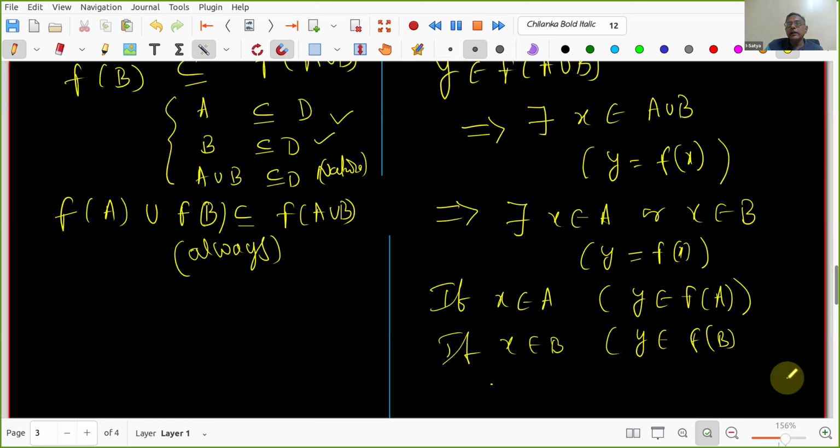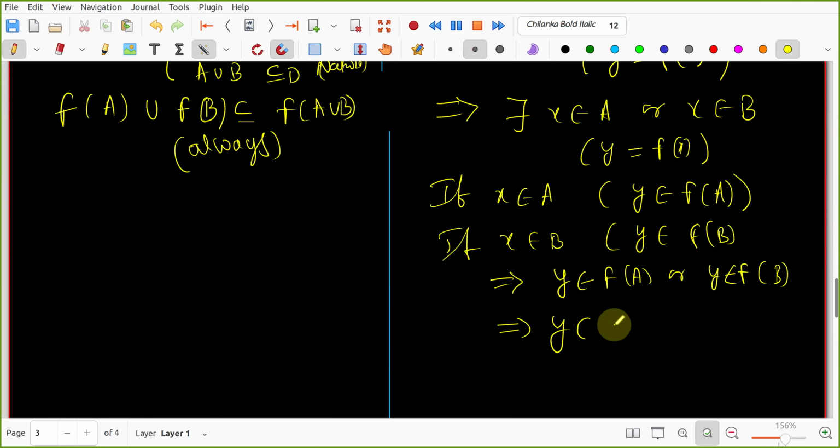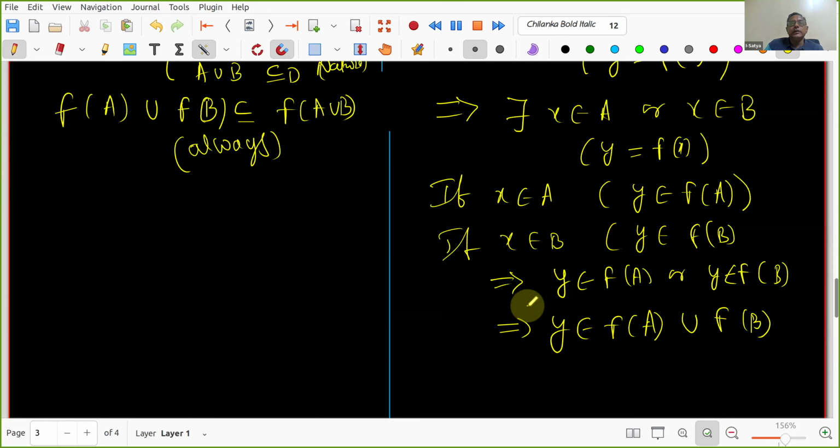Where did this come from? This is x is in A or B. If x is in A, y is in f of A. If x is in B, then y is in f of B. Right. So y belongs to f of A or f of B. What is the next step? y belongs to f of A or f of B implies, removing or and adding. So this means y belongs to f of A union f of B. Right, so we proved it.